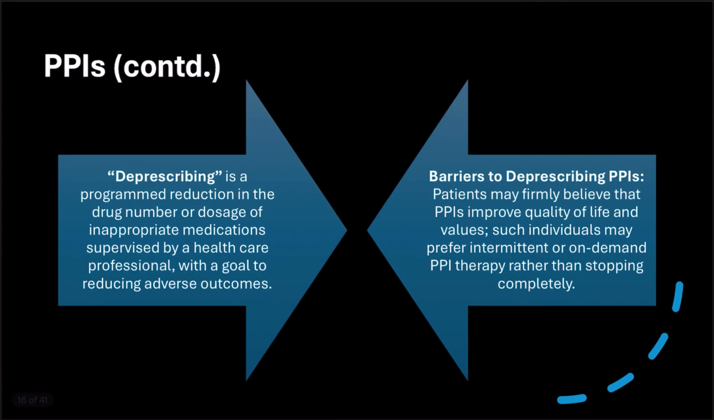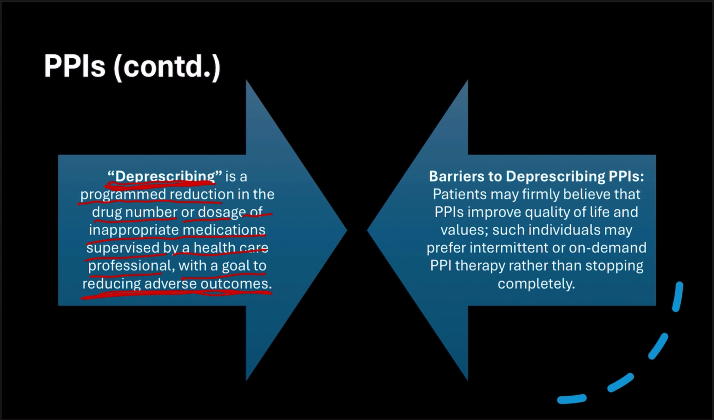So what can be the measure which we can take so as to decrease the irrational use of proton pump inhibitors? That is, we can do deprescribing. So what is deprescribing? It is basically a programmed reduction in the drug number or dosage of inappropriate medications which is supervised by a healthcare professional with a goal of reducing the adverse outcomes associated with the overuse of that particular drug.